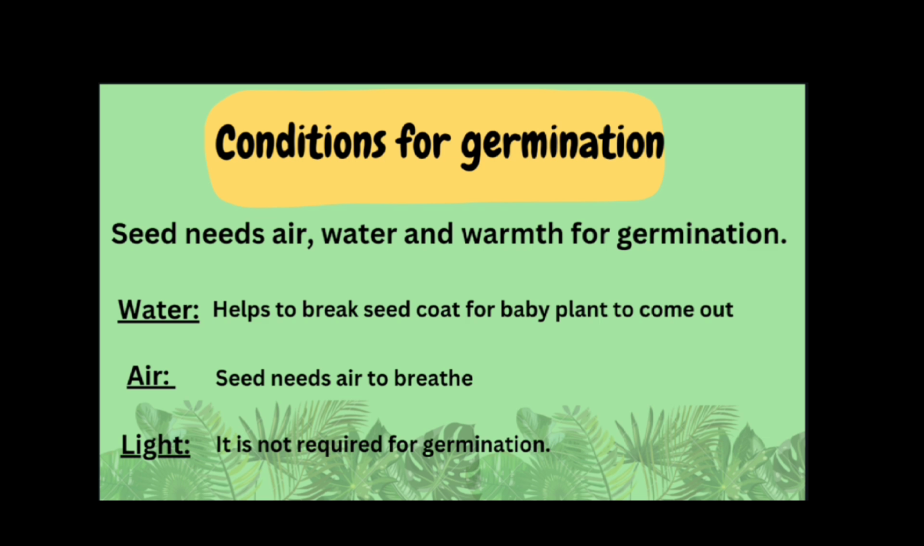Conditions for germination. Seeds need air, water and warmth for germination. Light from the sunlight is not required at the time of germination. Water is very necessary because it helps to break the seed coat for baby plants to come out. Air is also necessary because seeds breathe from air.